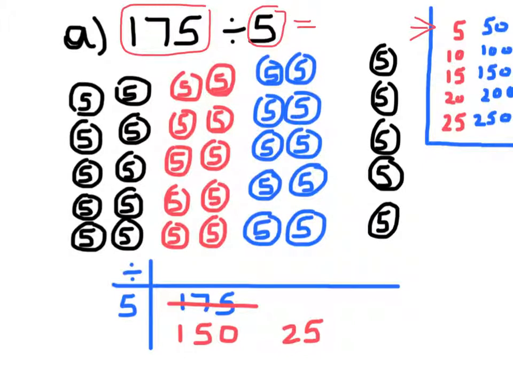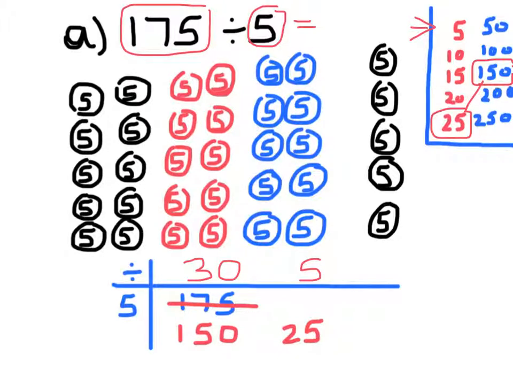So, let's try tens of piles. 10 5s are 50. 2 5s are 100, 3 5s are 150, 4 5s are 200. Well, 200's too much, so I only need the 150 and a little bit more. And a little bit more is the 25. Those two numbers there make 175. So as you can see, there are 30 piles of 5 in 150 and 5 piles of 5 in 25.